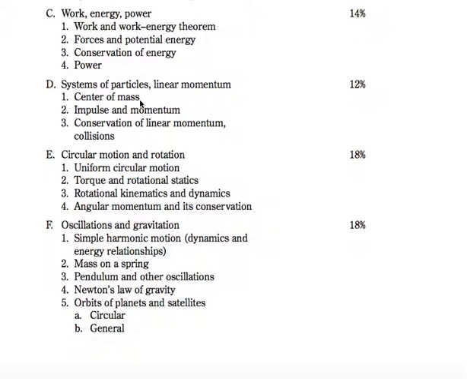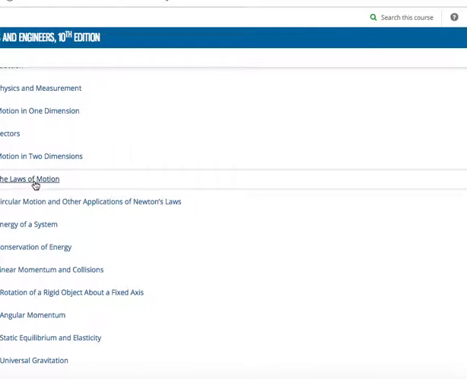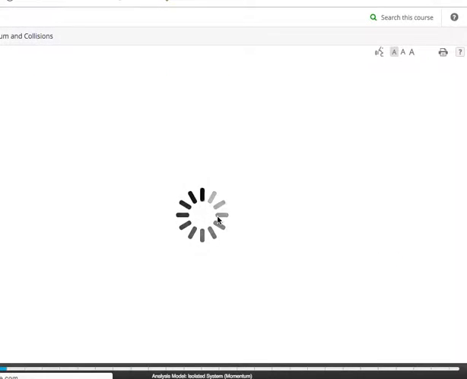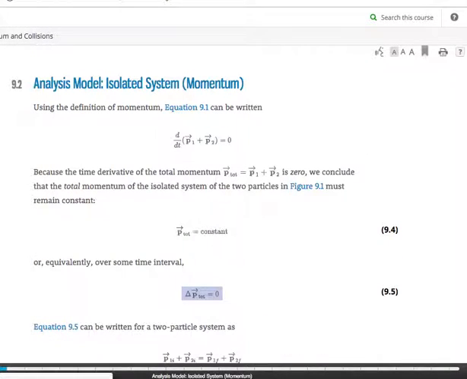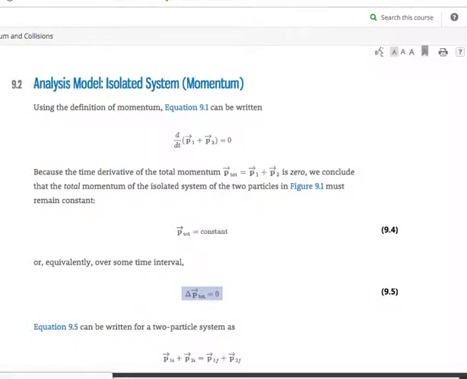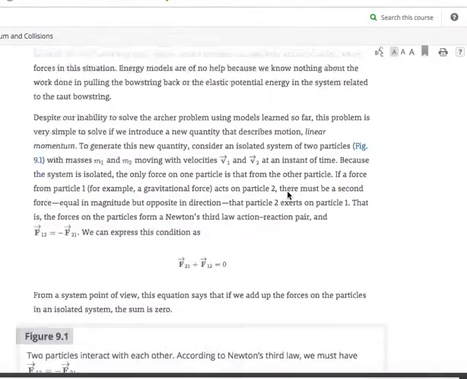But this video will be on systems and linear momentum, center of mass, impulse and momentum, and the conservation of linear momentum. So we're going to start right here. So momentum is defined as mass times velocity. Actually, I can go back a section here, section 9.1.